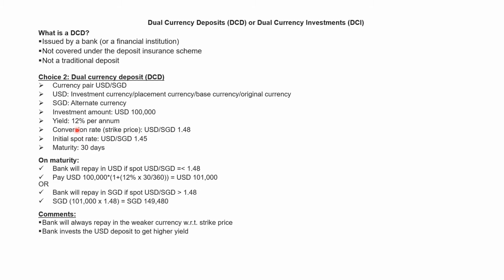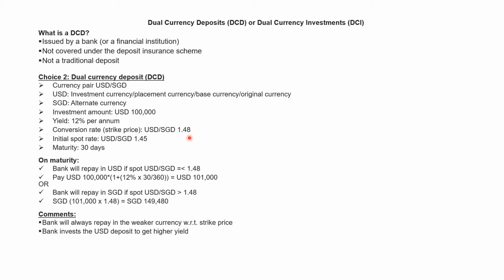Obviously, higher returns come with higher risk. Upon maturity, the bank reserves the right to repay the principal plus the interest in some other currency called the alternate currency instead of the investment currency USD. That is, upon maturity, you may get your return, the principal and the interest, in US dollars or in a pre-agreed currency called the alternate currency. The alternate currency and the rate at which the USD principal plus interest will be converted to the alternate currency will be decided at the time of making the deposit.